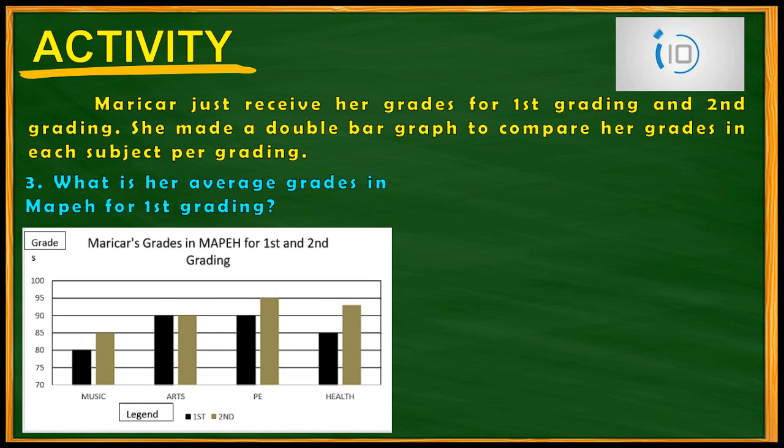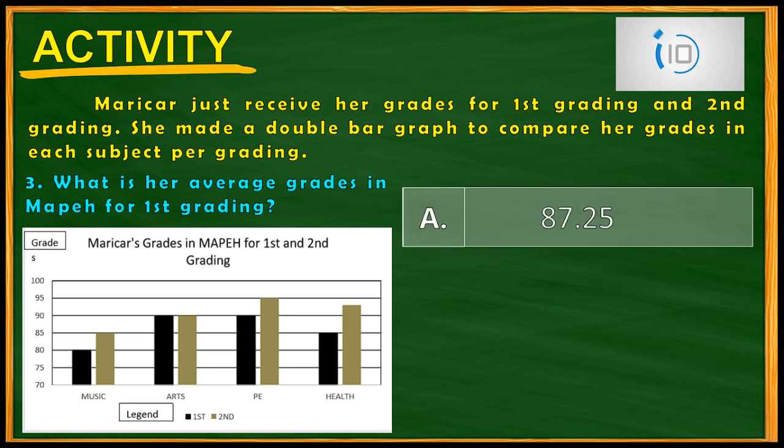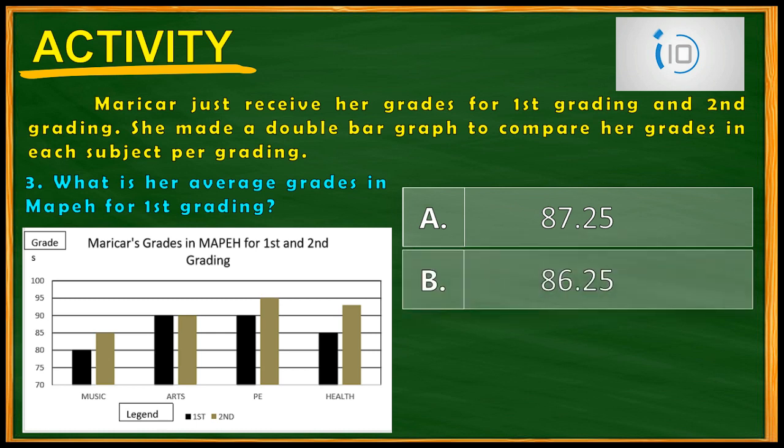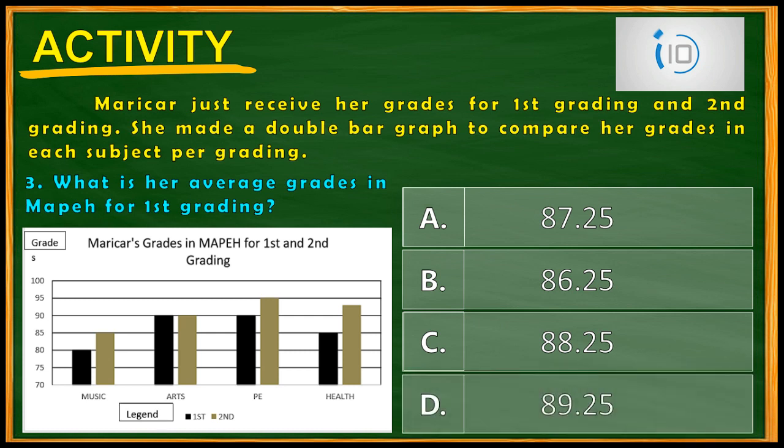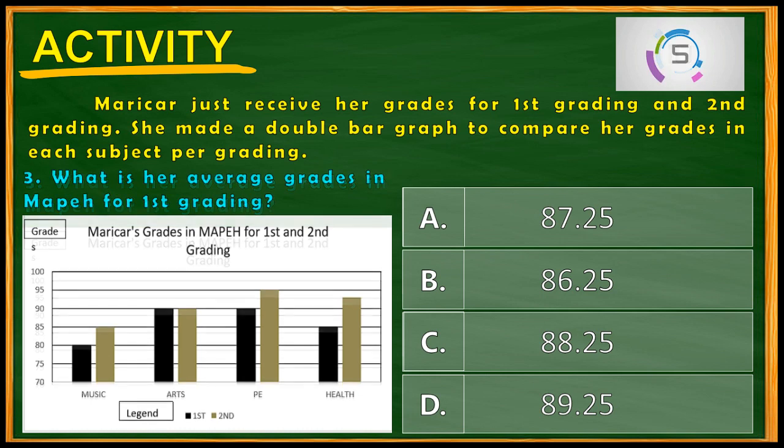Then for question number 3. What is her average grade in MAPE for first grading? Is it letter A, 87 and 25 hundredths? Letter B, 86 and 25 hundredths? Letter C, 88 and 25 hundredths? Or letter D, 89 and 25 hundredths? You have 10 seconds. Your timer starts now.